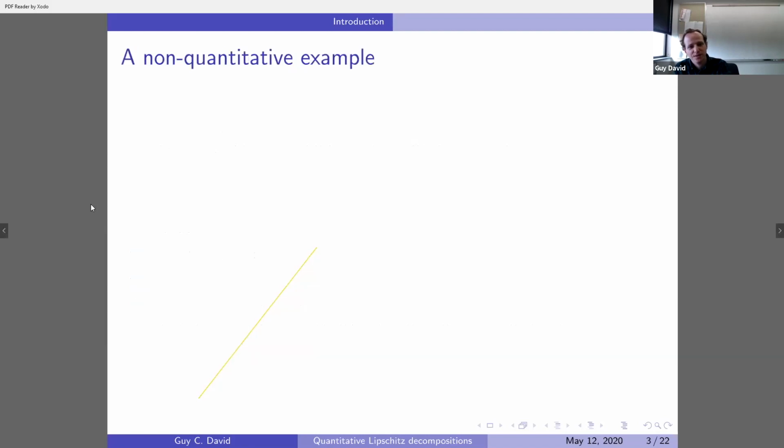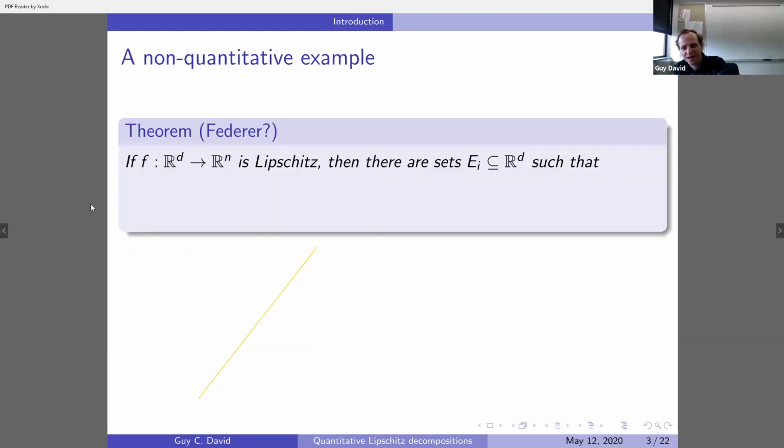Okay. So let me try to illustrate this in a specific example, which is non-quantitative. So it's a decomposition, but it doesn't have this third condition. This is a kind of classical lemma. I attribute it to Federer, but I'm not sure if that's correct or not. It's just in Federer's book. So you have a Lipschitz map from one Euclidean space to another. Then you can find, I should say, countably many sets in the domain, R^d, such that the restriction of your mapping to each of these sets is a bi-Lipschitz embedding, a bi-Lipschitz homeomorphism onto its image.